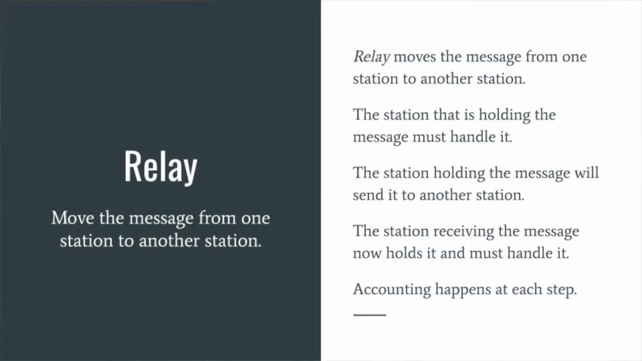After a message has been originated, it needs to be relayed. That is the act of moving the message from one station to another. The station that is holding the message must handle it. That means it gets relayed, it gets delivered, or it can be serviced. We'll talk about that in just a little bit. But in any case, we need to handle it. We don't just silently sit on the message and fail to act. The accounting for our handling happens at each step, and it happens for every station involved in the process.